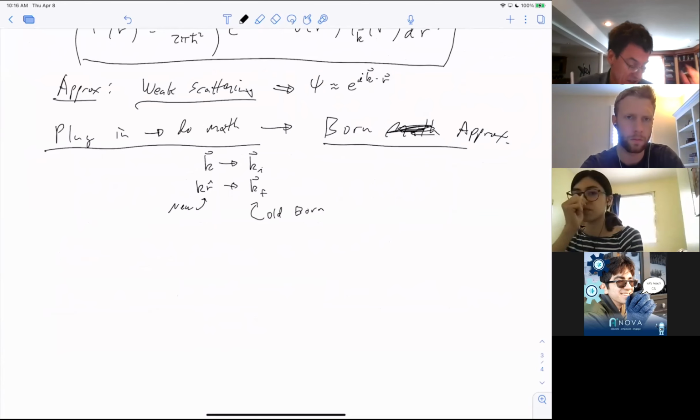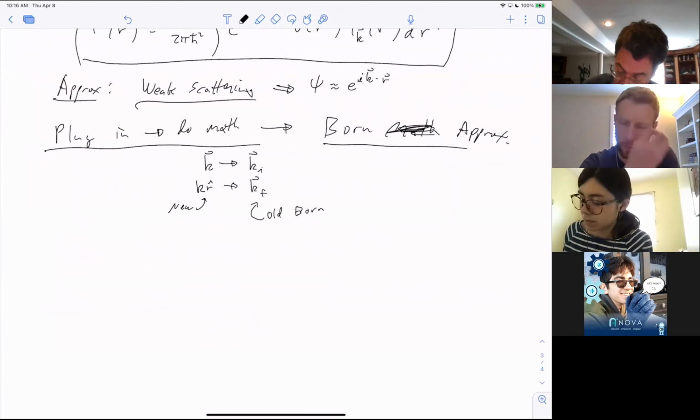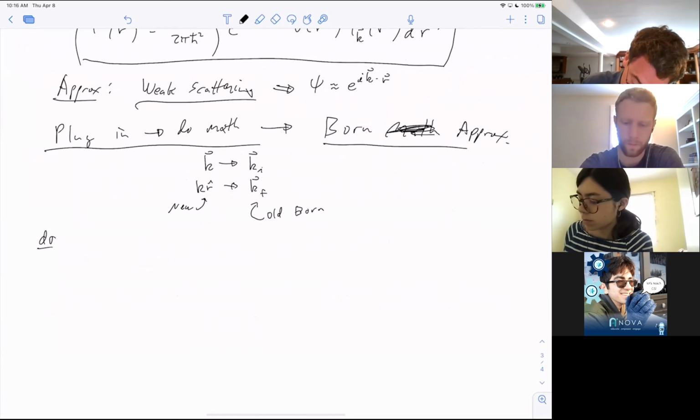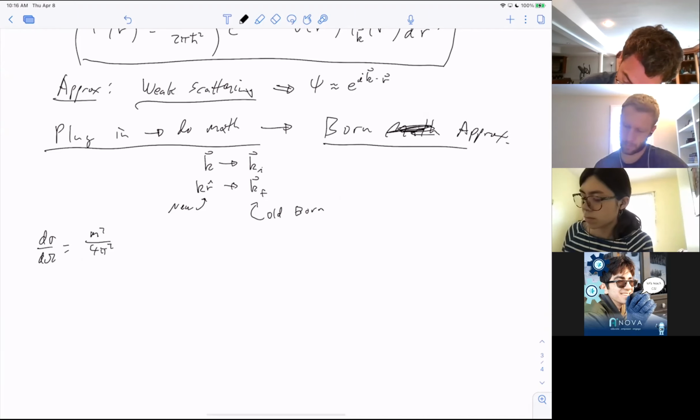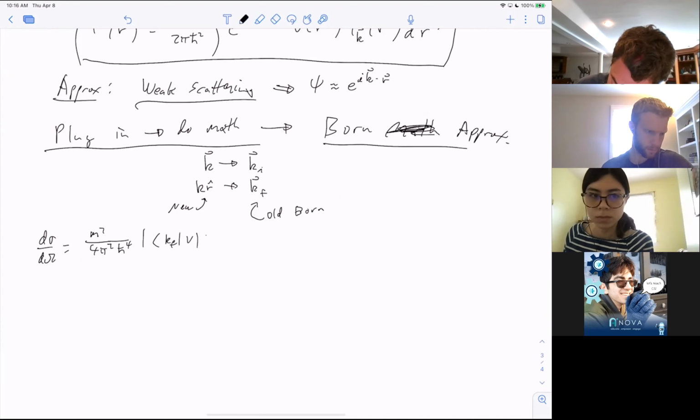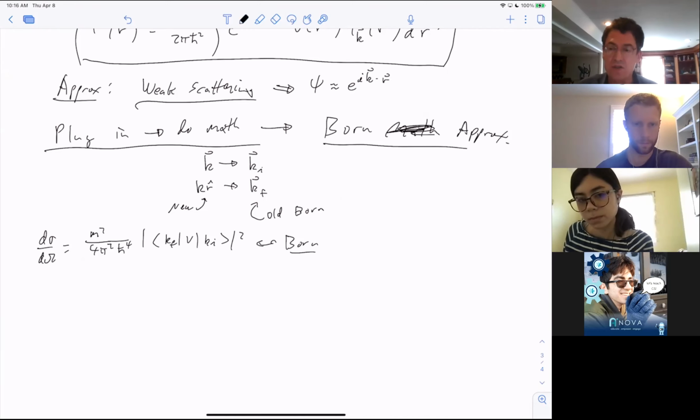And the Born approximation is just going to be, you're going to find once you go through the math that you're going to get dσ/dΩ equal to m² over 4π²ħ⁴ times the matrix element between k final and k initial of V, and that's the Born approximation. You're going to get that. So derive that. But now you can derive it using this new technique.